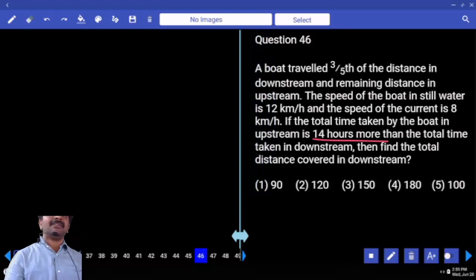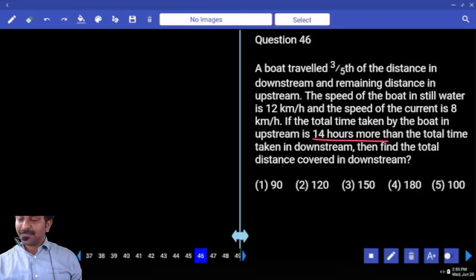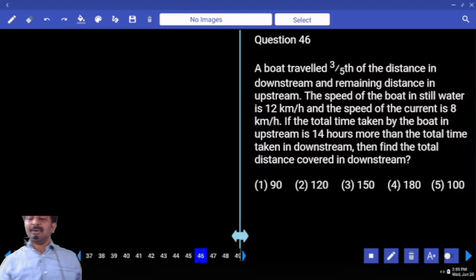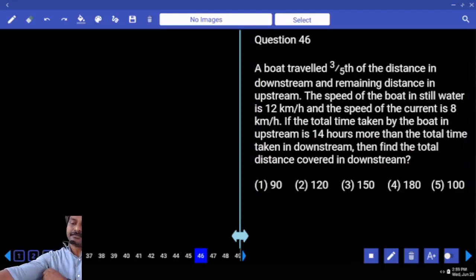So what is this 14 hours? Difference. Just now we discussed more or less. If you see those words, that is about difference. Find the total distance covered in downstream. Okay. Now 14 hours. In which stream is it taking more time? Down or up? Up.